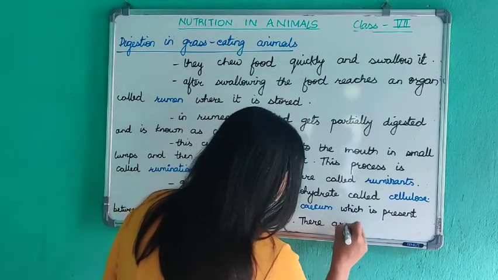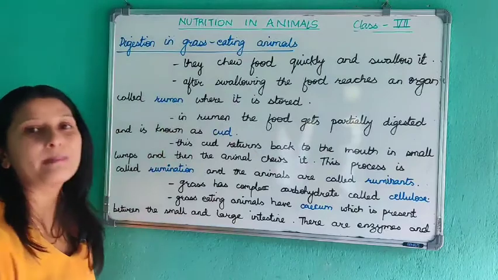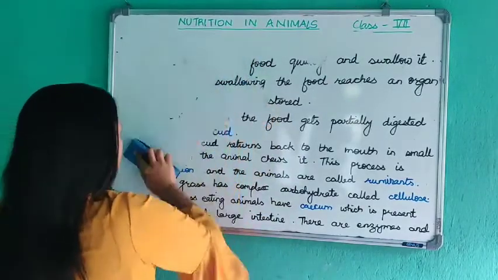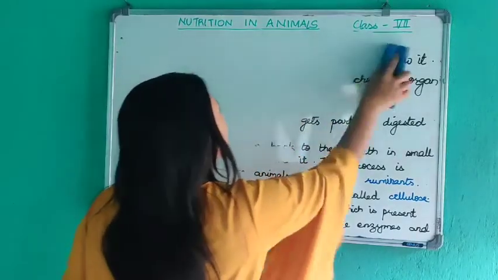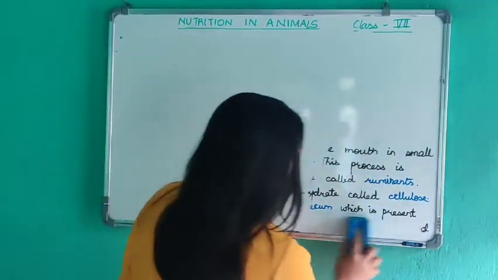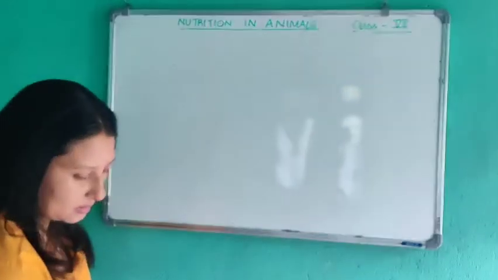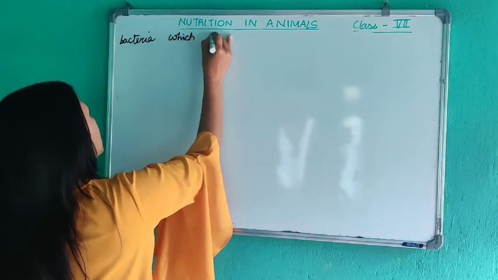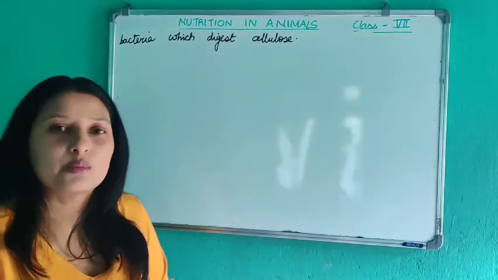There are enzymes, okay, enzymes huncha, enzymes le digestion ma help garcha, and also bacteria. Enzymes and bacteria are present in cecum, and that enzymes and bacteria digest cellulose, okay. There are enzymes and bacteria which digest cellulose. Alright, this is how grass eating animals digest their food.